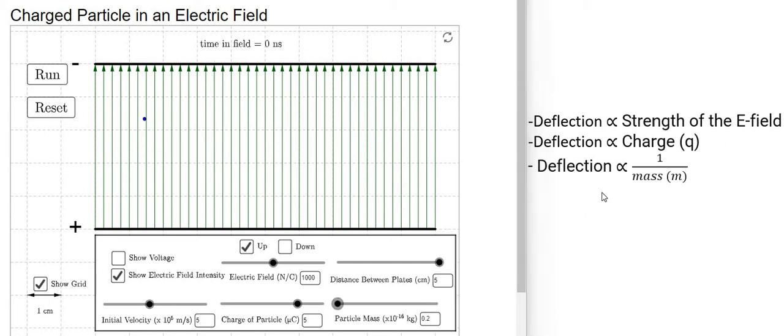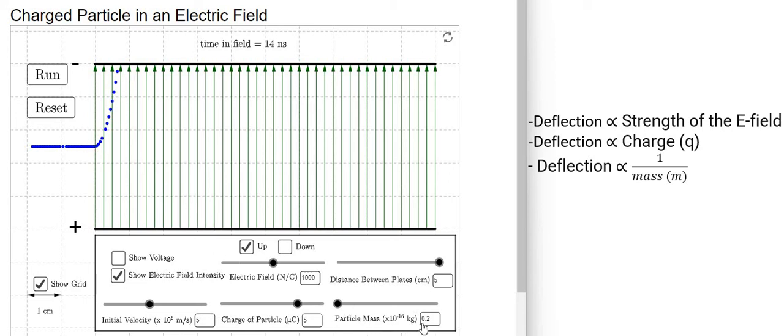Now at last, let us see how the deflection is affected by the mass of the charge. You can see that deflection is inversely proportional to the mass of the charge. That means the less the mass, the more the deflection, and vice versa. Initially, if the mass of the particle is 0.2 into 10 to the power minus 16 kg, let us see how much deflection happens. Since the mass is very less, the deflection is very high. The mass is only 0.2 into 10 to the power minus 16 kg, and the deflection is very large.